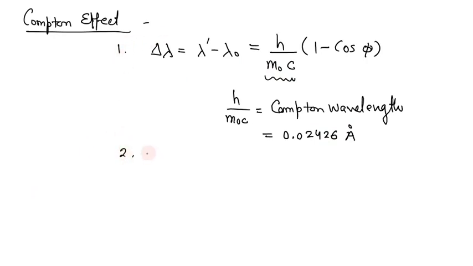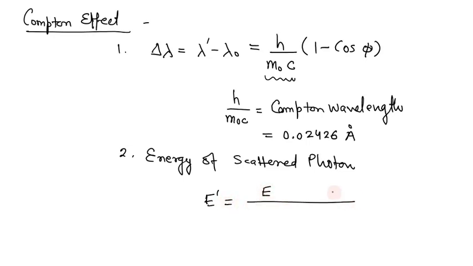If you want the second, the energy of the scattered photon. The question was asked for the scattered electron, but here you can directly calculate the energy of the scattered photon, which is nothing but this energy. Let me write it as E prime, equal to your original energy E divided by 1 plus E by m naught c square into 1 minus cos phi. You can directly remember this formula.